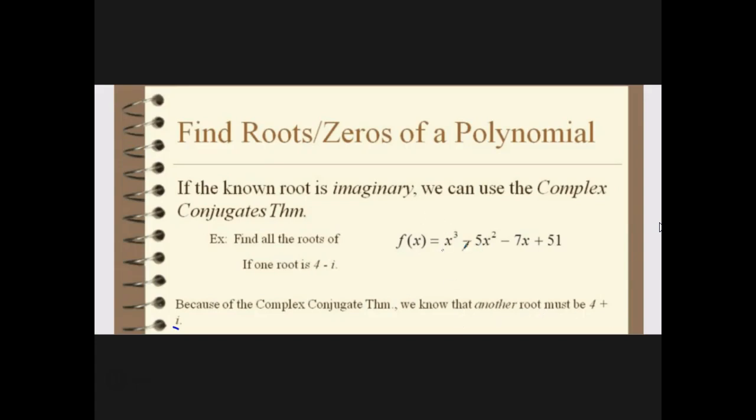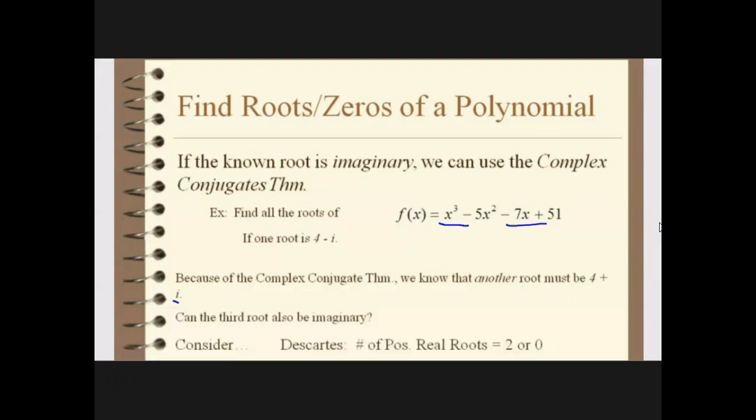So what we're going to do is look at the sign changes. I have a sign change here and a sign change there. So that tells me if I have positive real roots, I have to have 2 or 0. Well, since I already have 2 imaginary, I can't have 2 or 0 positive. So what we're going to do is look at negative x.